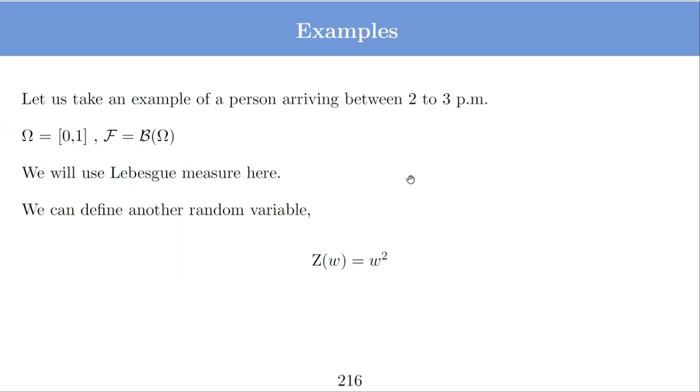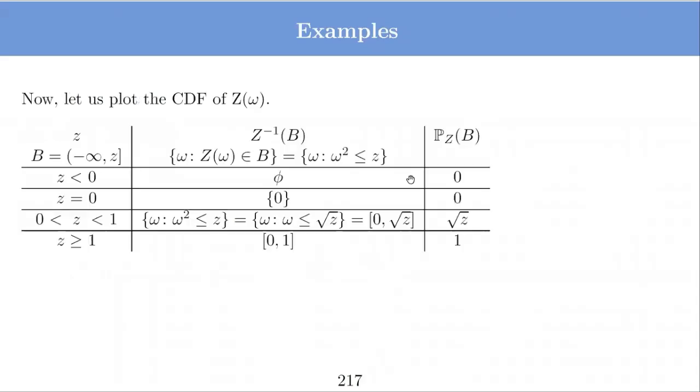Now we will define another random variable. So one random variable is X(omega) equal to omega. We have seen this case in the previous discussions. Now we will define one more random variable, which is Z(omega) equal to omega square. So this is how we map from omega to Z. So what will be the CDF of this Z(omega)?